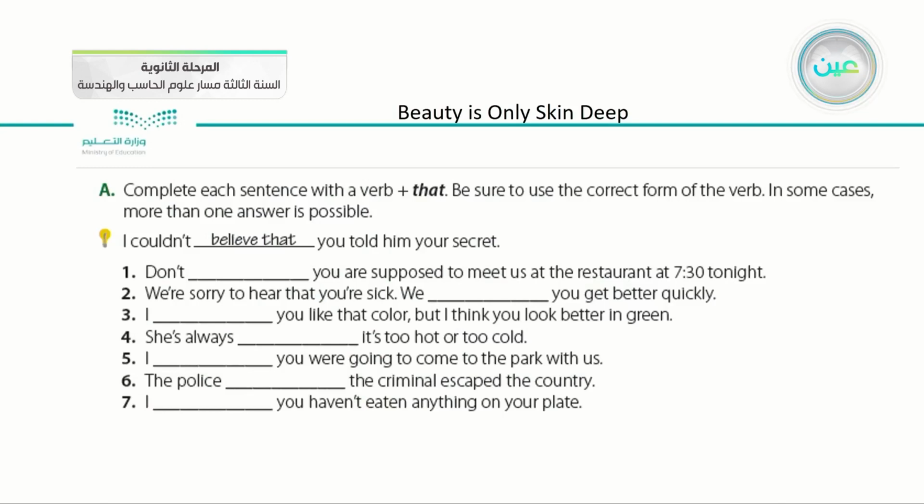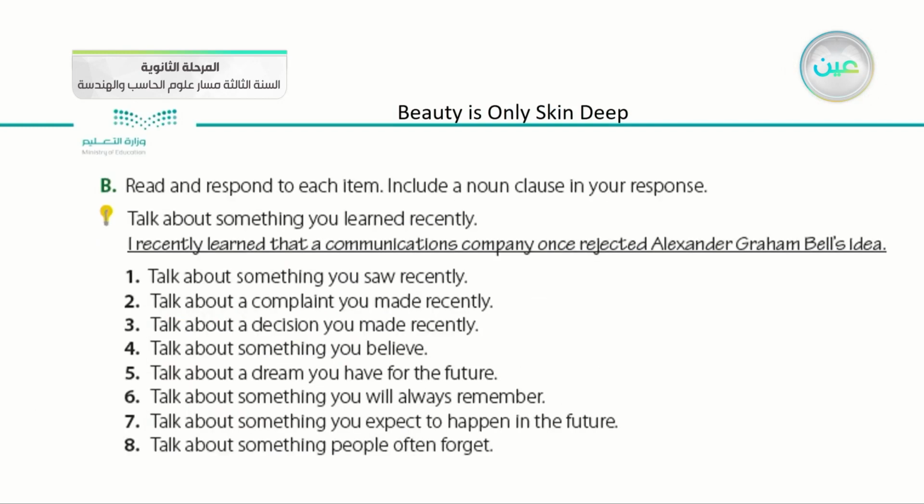After that, we had some exercises. We started with the first one, which is A. Complete each sentence with a verb plus "that," and be sure to use the correct form of the verb. In some cases, more than one answer is possible, and the answers to the following sentences are as shown here on this slide. After that, we moved to the second exercise, exercise B.